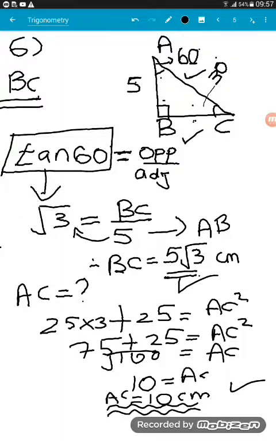Now we will move on to the seventh question. The seventh question says that in triangle PQR, right angle at Q. So PQR is the triangle. So we will draw a diagram. PQR.